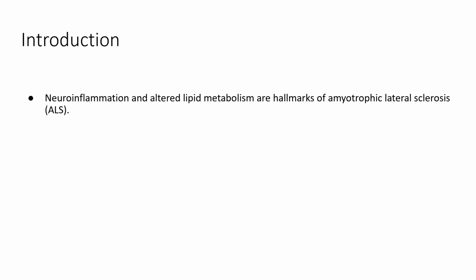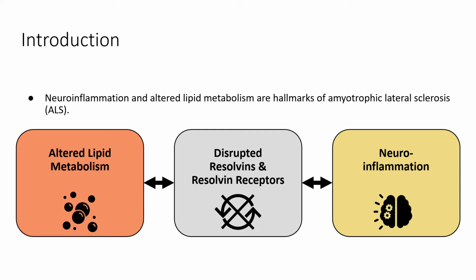So, as an introduction, two of the key hallmarks of ALS are neuroinflammation and altered lipid metabolism. And in our research, we're exploring the role of a group of compounds and their receptors which could potentially bridge the gap between altered lipid metabolism and neuroinflammation. These are called resolvins and resolvin receptors.